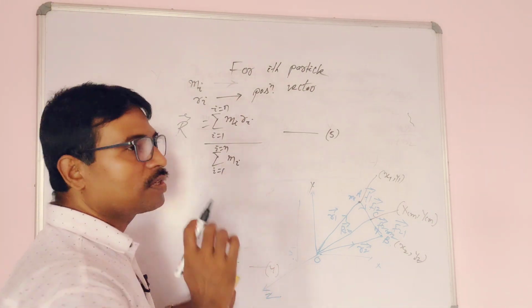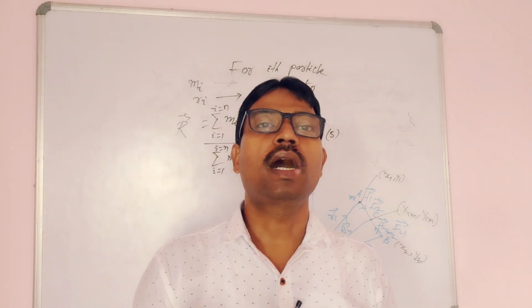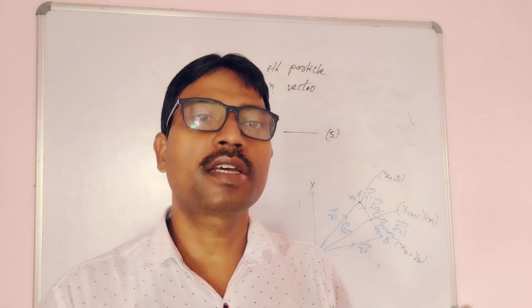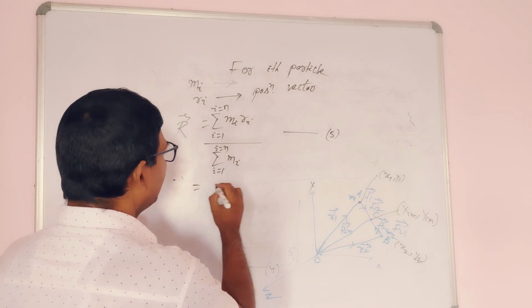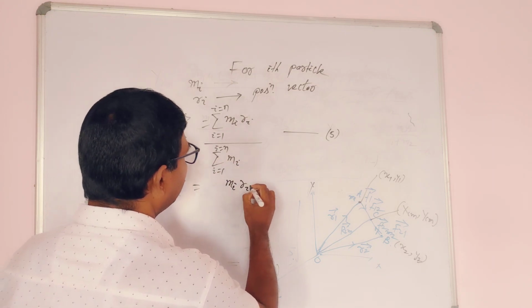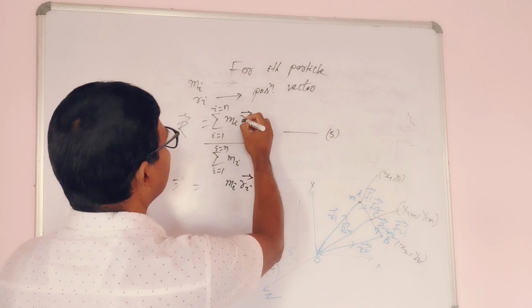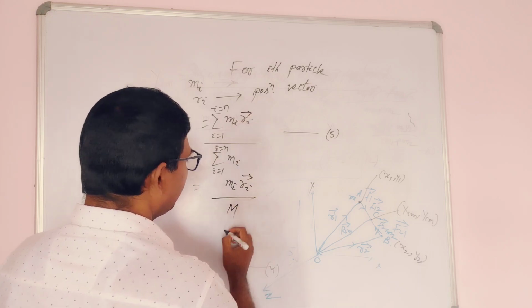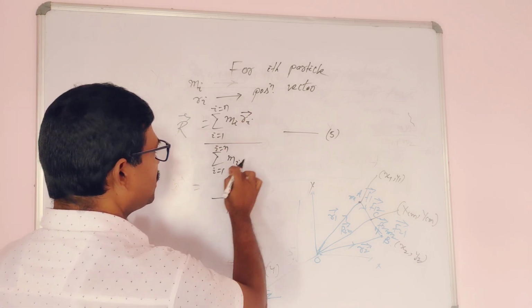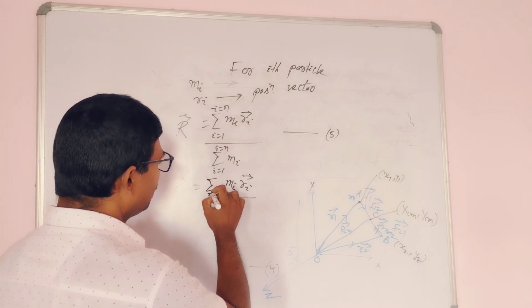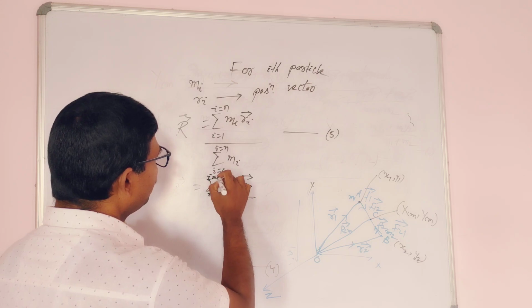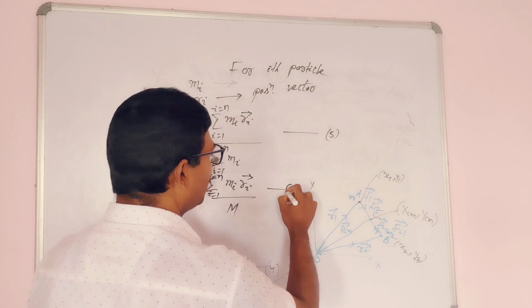That summation means the total mass of the particles present in the system or body. So you can write r is equal to the summation of mi ri, the position vector, divided by M. This summation is equal to the total mass of the body. Any problem with this one? Okay, equation 6.